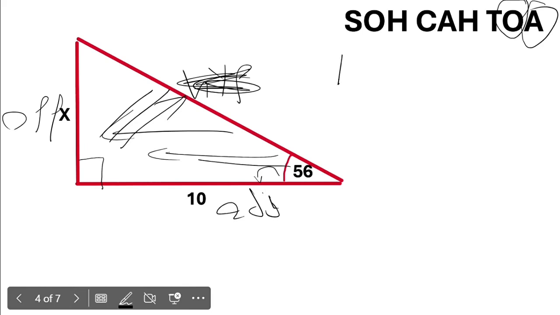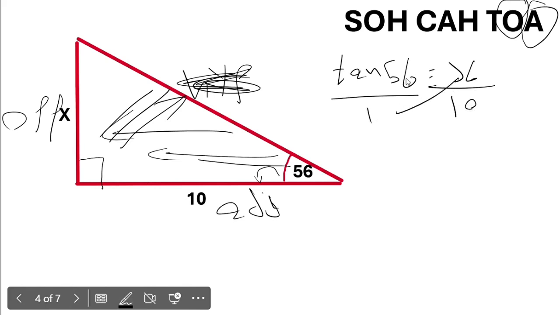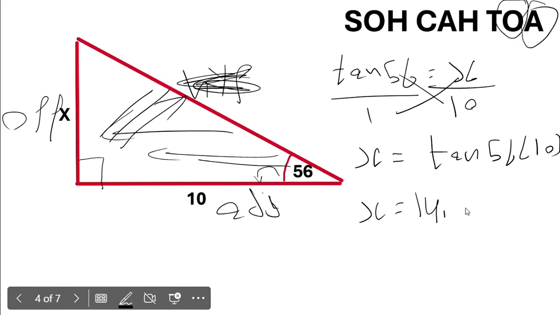Now tan 56 equals opposite is x over adjacent is 10. Now cross multiplication, x equals tan 56 times 10. Now in calculator, tan 56 times 10, x equals 14.82.